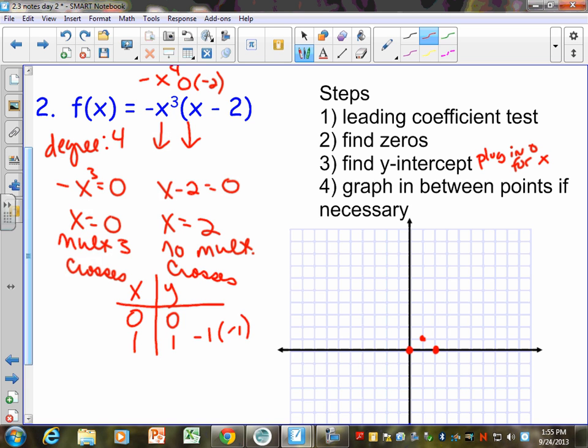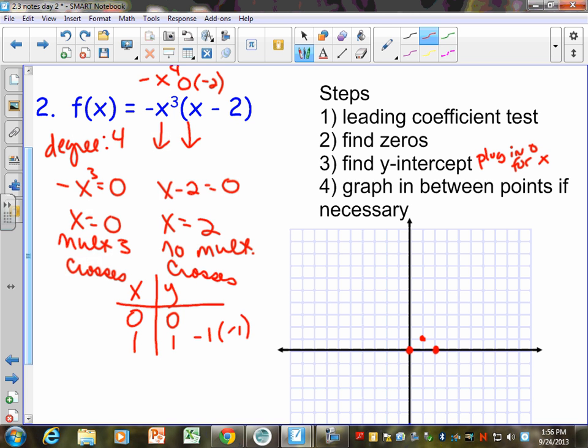Now here's where the multiplicity can help you. We're going to pick some more points since this is our first one. But if I was doing this on my homework, I wouldn't pick any more points, because at 2, there's no multiplicity, so it just goes straight through. Nothing crazy going on. But at 0, we have a multiplicity of 3, which means this cannot just go straight through. You have to do some kind of little wiggly thing there. So that's where multiplicity can help you. But let's actually pick the points and see what happens.